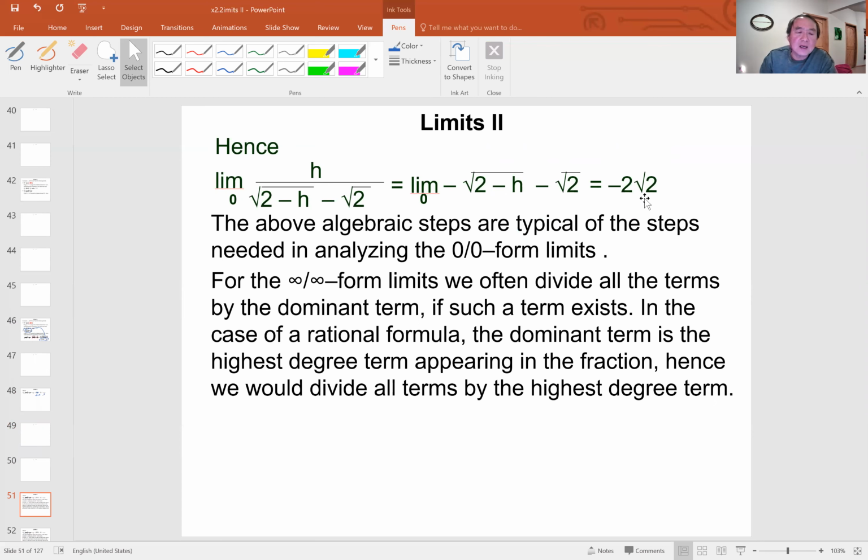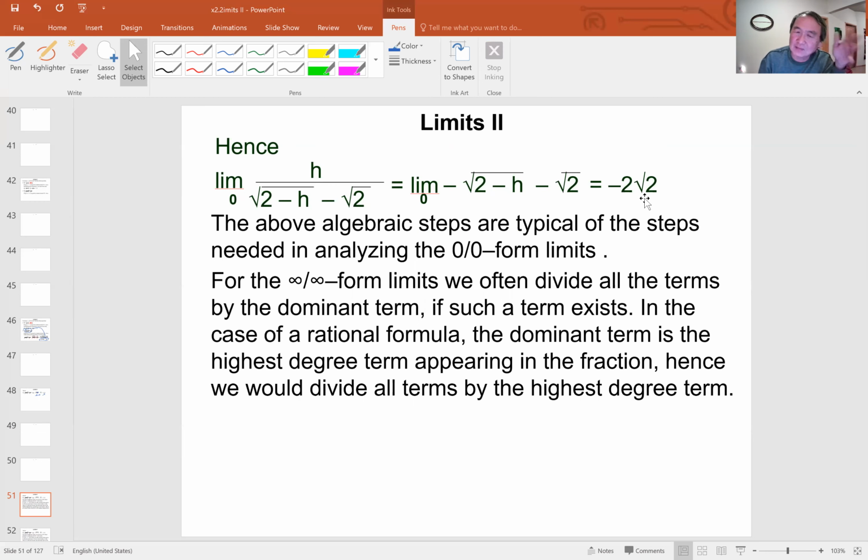Now, how about the other inconclusive form, infinity over infinity? If it's infinity over infinity, you've got a fraction where the top becomes infinity and the bottom becomes infinity. There must be parts of the top going to infinity and parts of the bottom going to infinity, the biggest. So you should locate which part of the formula is going to infinity the fastest.